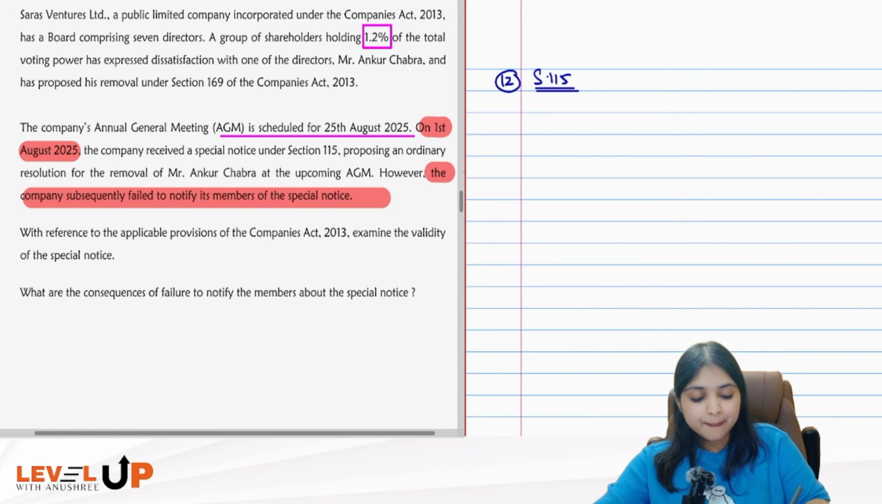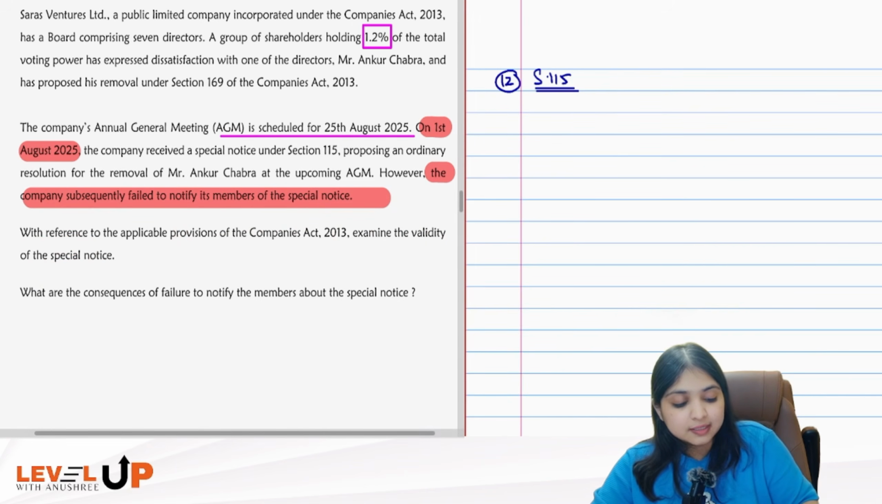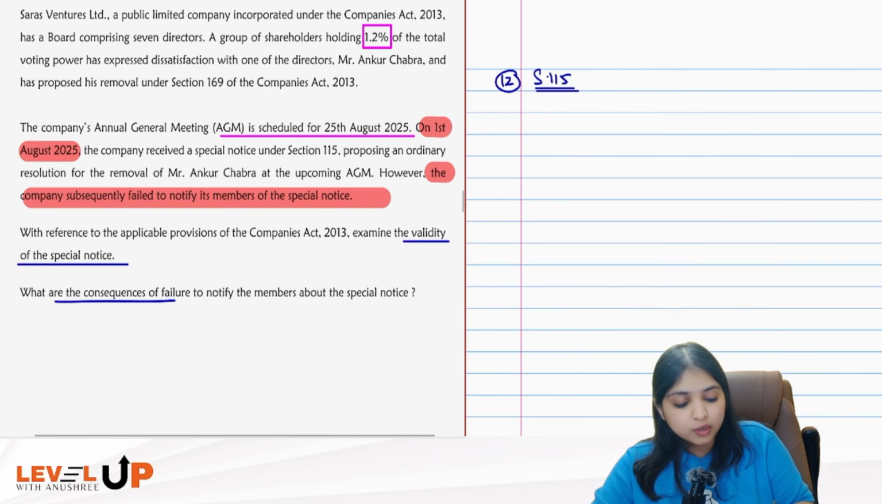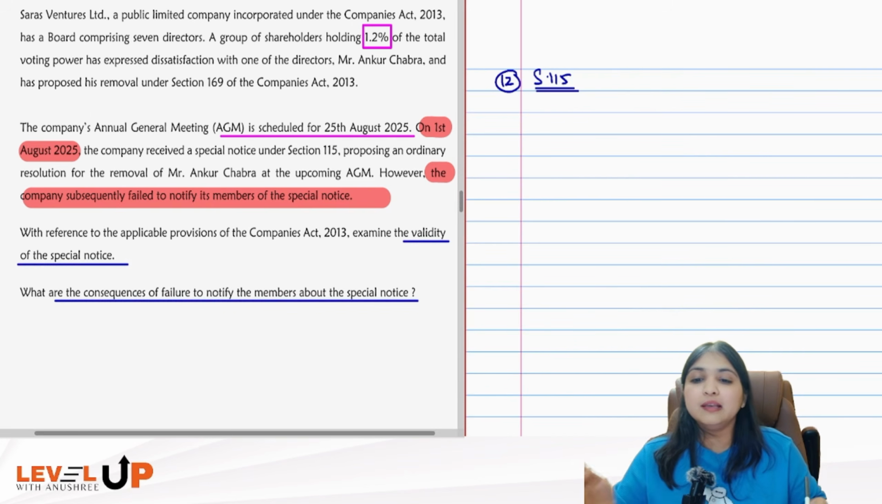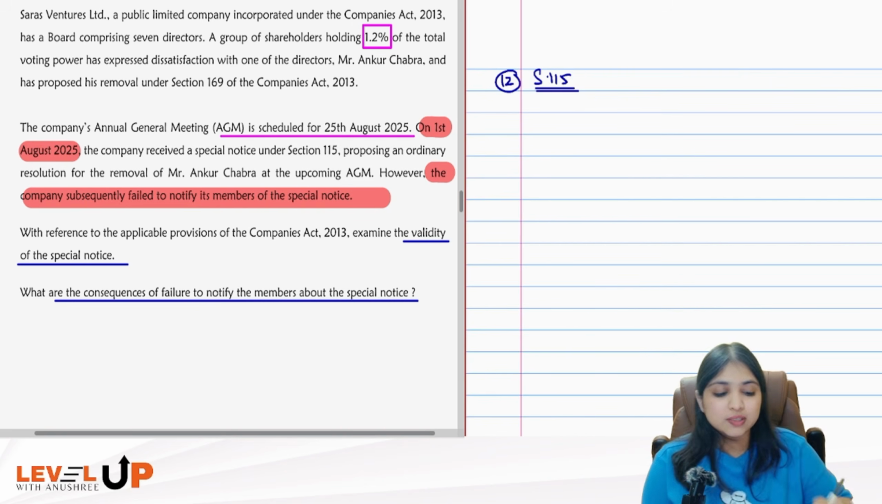With reference to the applicable provisions of the Companies Act, examine the validity of the special notice. So the first thing that they are asking is the validity of the special notice. Then they are asking us what are the consequences of failure to notify the members about the special notice. There are 2 questions. We'll go step by step.